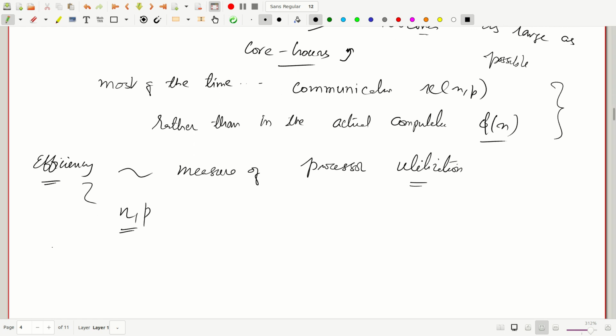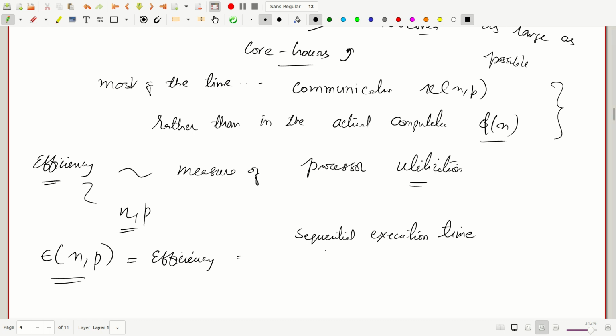If we denote efficiency using epsilon, as a function of problem size and the number of processes, we can define efficiency as the sequential execution time upon the parallel execution time times the number of processes.